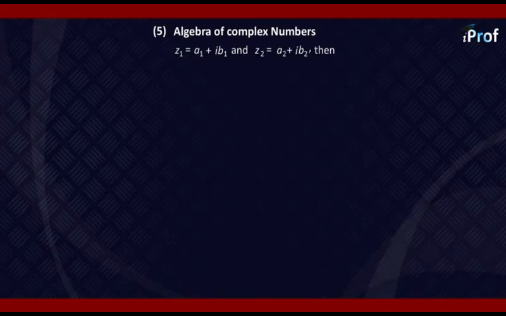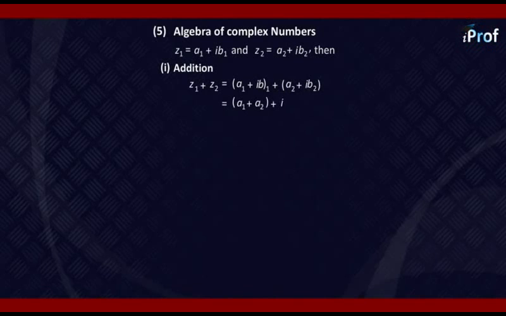Then we define the first thing, that is addition of Z1 and Z2. Z1 plus Z2 will be equal to A1 plus iota B1 plus A2 plus iota B2, that is A1 plus A2 plus iota times B1 plus B2. A1 plus A2 will represent the real part of Z1 plus Z2 and B1 plus B2 will represent the imaginary part of Z1 plus Z2.